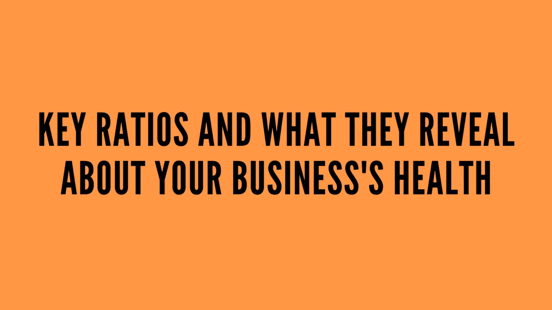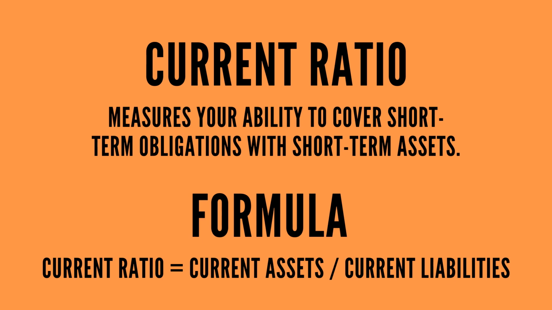Now that you know what's on the balance sheet, let's look at some key ratios to assess your business's health. Current ratio measures your ability to cover short-term obligations with short-term assets. Current ratio equals current assets divided by current liabilities. Example, if a business has $60,000 in current assets and $30,000 in current liabilities, the current ratio is 2.0, meaning they have $2 in assets for every $1 of liabilities.